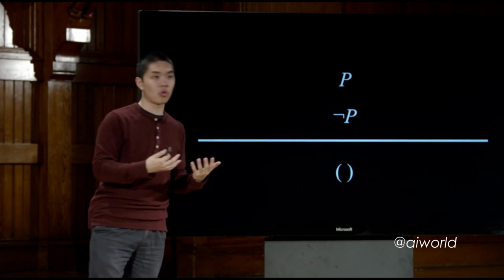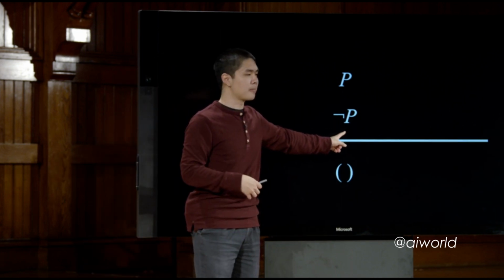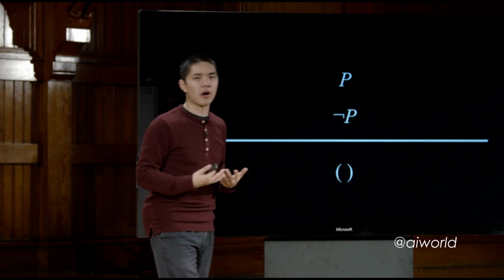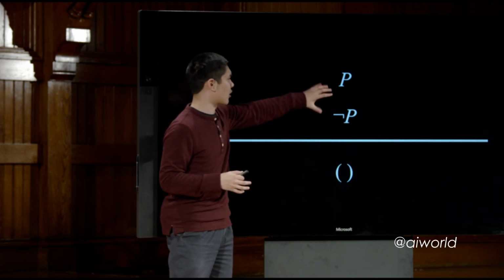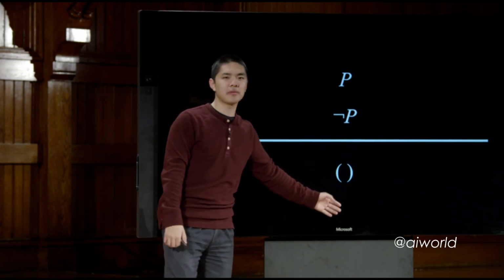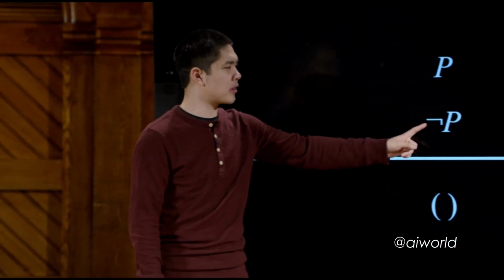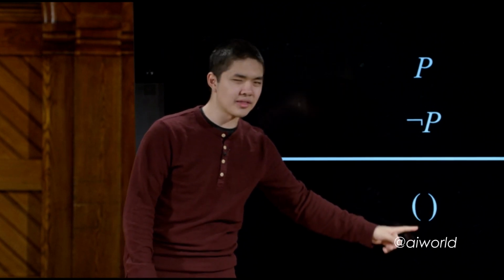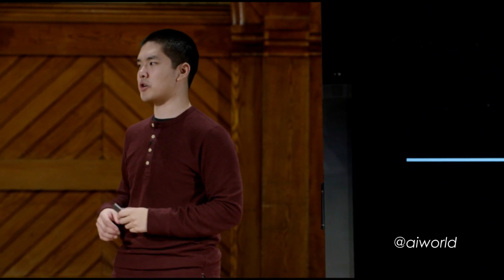P is either true or it's not true, which means that if P is true, then not P must be false. And if not P is true, then P must be false. There's no way for both of these to hold at the same time. So if ever I try to resolve these two, it's a contradiction, and I'll end up getting this empty clause, where the empty clause I can call equivalent to false. And this idea that if I resolve these two contradictory terms, I get the empty clause, this is the basis for our inference by resolution algorithm.